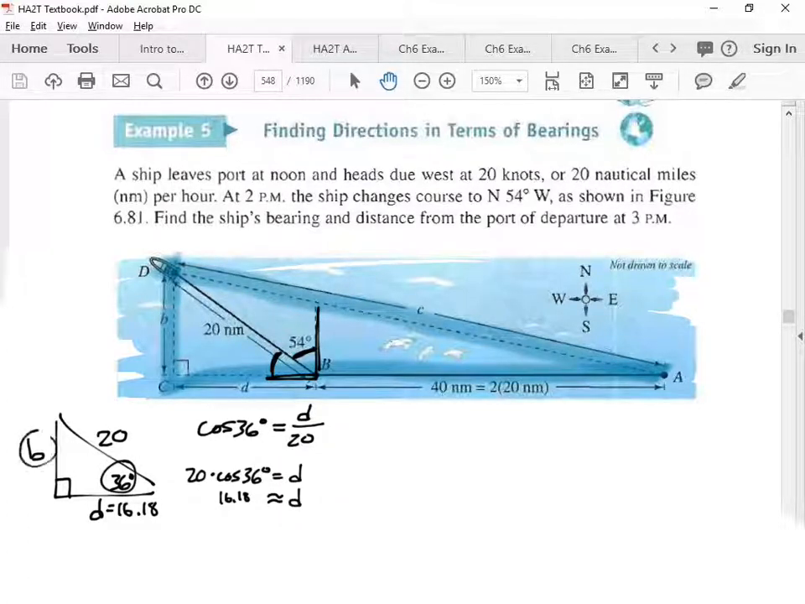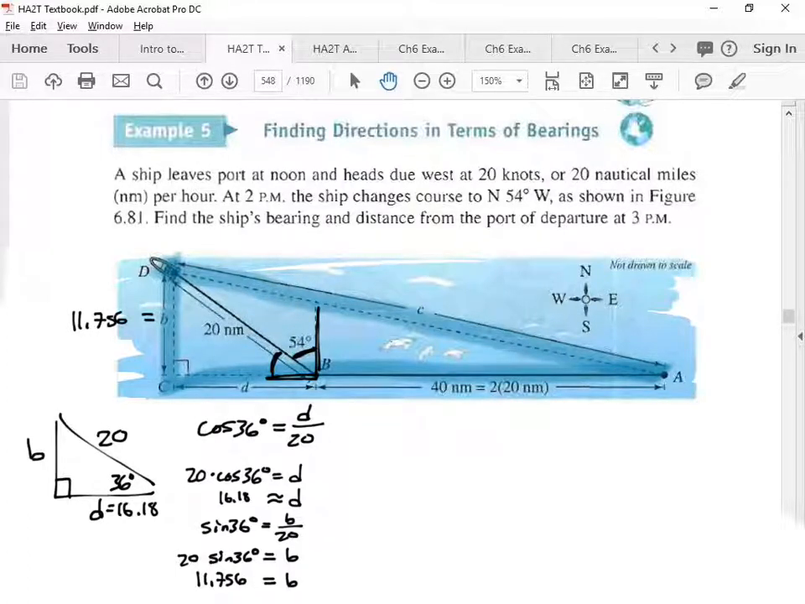Okay, and now let's find the B. How do I relate these three numbers together? Which trig function relates those together? Sine, because B is opposite. 20 is the hypotenuse. And so I have sine of 36 degrees equals opposite over 20, the hypotenuse. And so we get 20 times sine of 36 degrees equals B. So what is B going to equal, my students? 11.756 is my B.